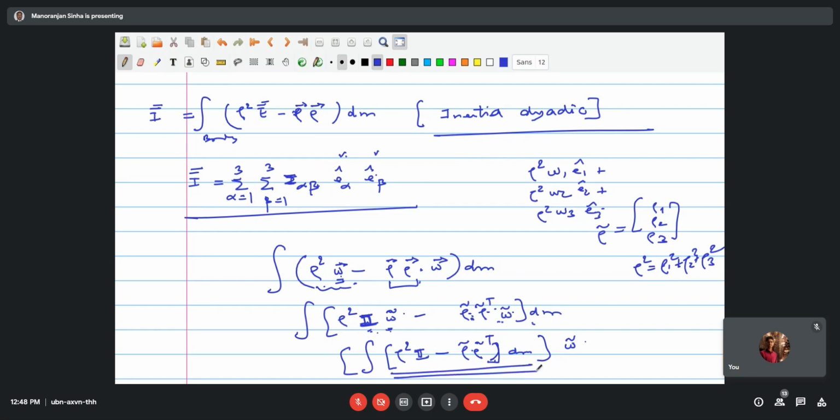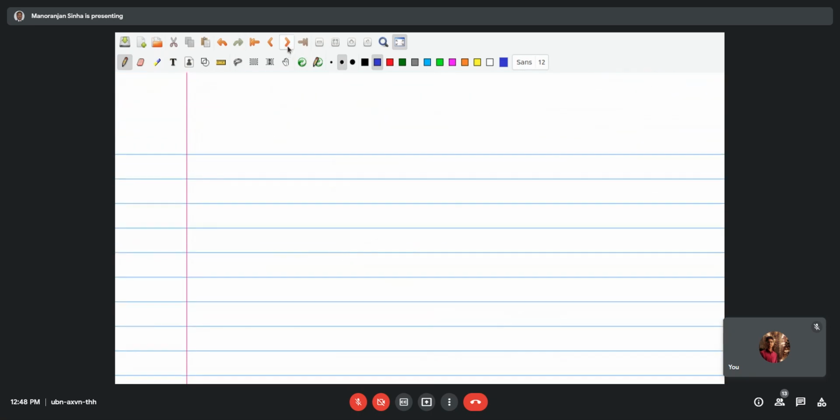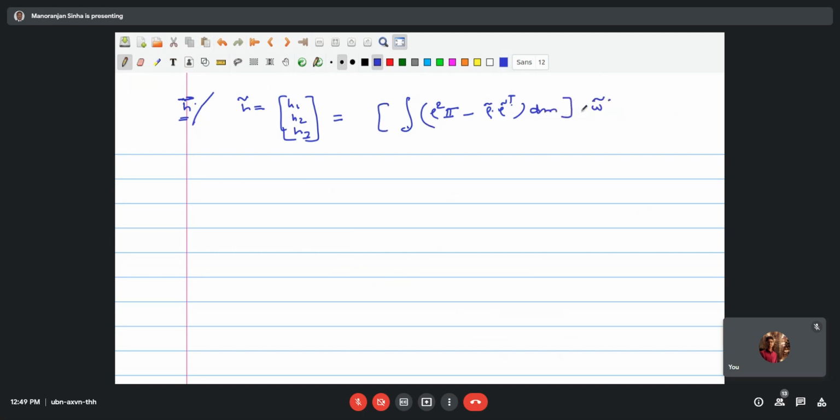And this quantity is nothing but your inertia matrix as is listed on the next page. So either use the dyadic notation or the vector notation, this matrix notation, both are okay. So here in this case, your left hand side then no longer you will write like this if you are using the matrix notation, rather you will show it like H tilde, where H tilde means H1, H2, H3. And then on the right hand side you have the integral of rho square I minus rho tilde times rho tilde transpose dm multiplied by omega tilde.